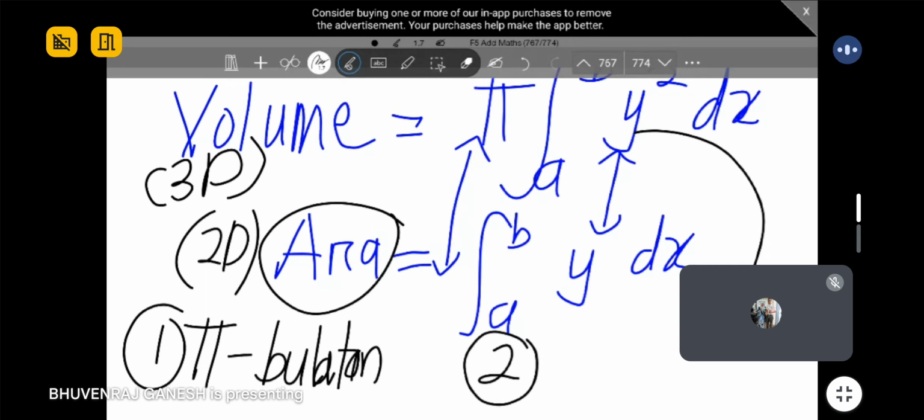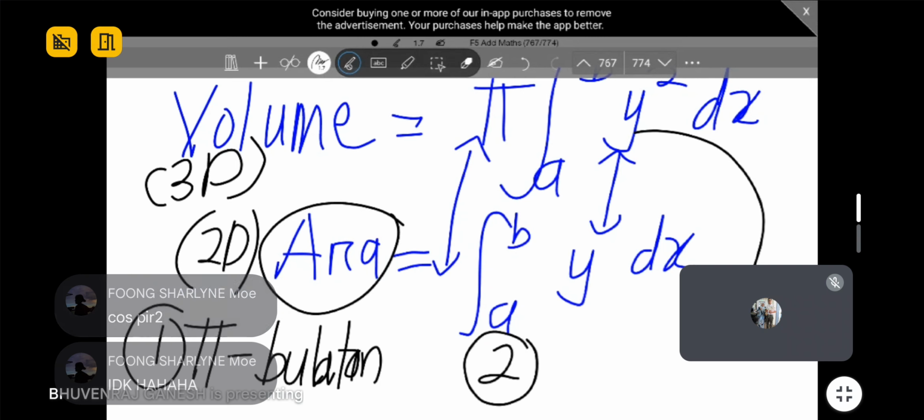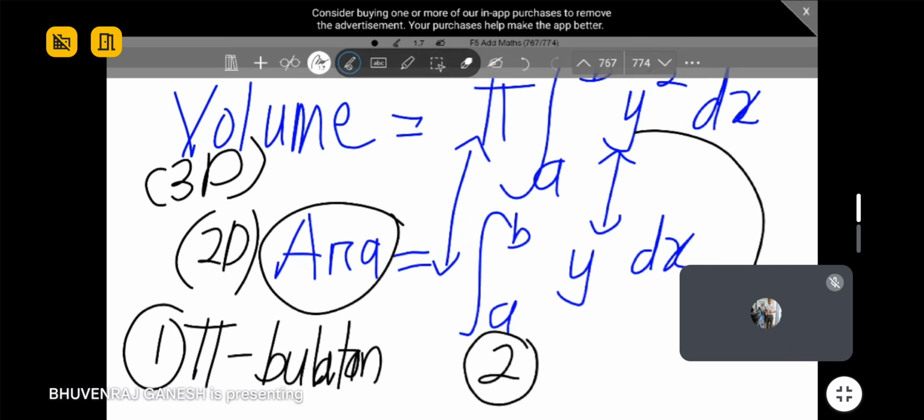Try to think and see. Why must we put y square? No, it's not that concept. Okay, so basically, the general concept is, guys, we talk logic now.